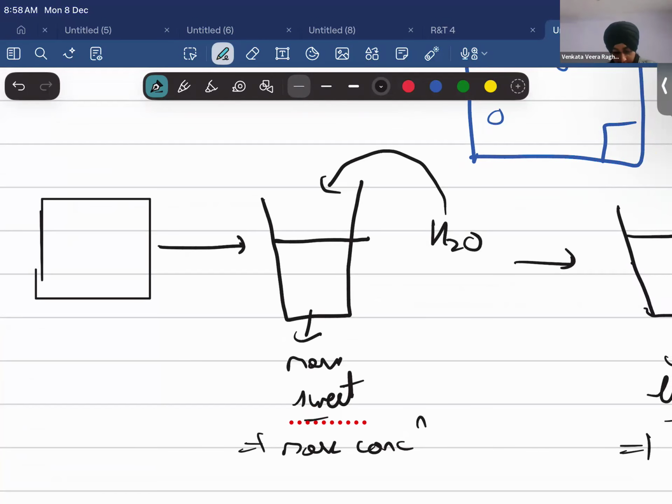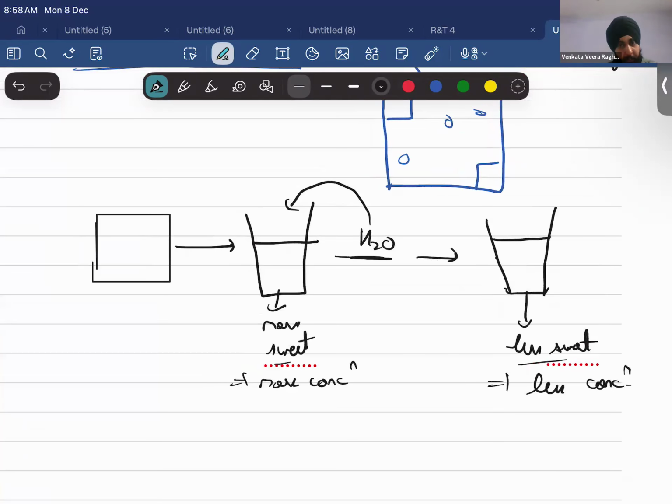So sir, here in this case, I was having some water and brown sugar solution mixed over here. And then you have tried to add some extra water from outside. So what is happening? My sweetness is getting reduced. That means my concentration is getting reduced after adding more water. I said it's 100% fine.